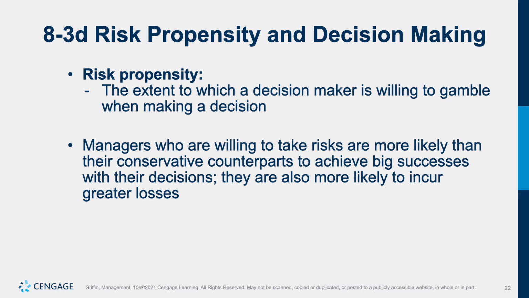Risk propensity and decision making. Risk propensity basically is the extent to which decision makers or managers are willing to gamble when making a decision, right? Managers who are willing to take risks are more likely than their conservative counterparts to achieve big successes with their decisions. They are also more likely to incur greater losses.